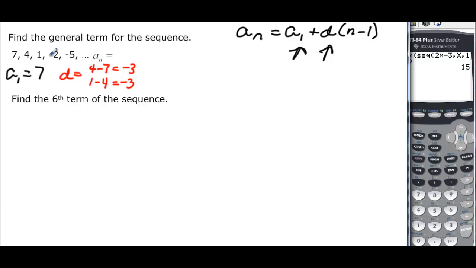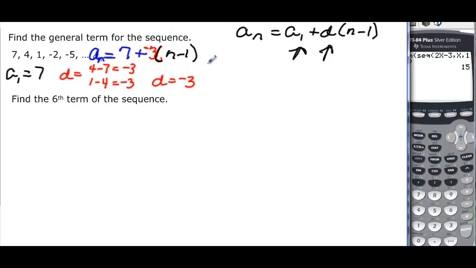And if I look at it, it looks like 1 plus negative 3 would get me to negative 2. Negative 2 plus negative 3 would get me to negative 5. So it looks like my common difference is negative 3. Then we have here a sub n is going to be equal to our first term, 7, plus our common difference of negative 3 times n minus 1.